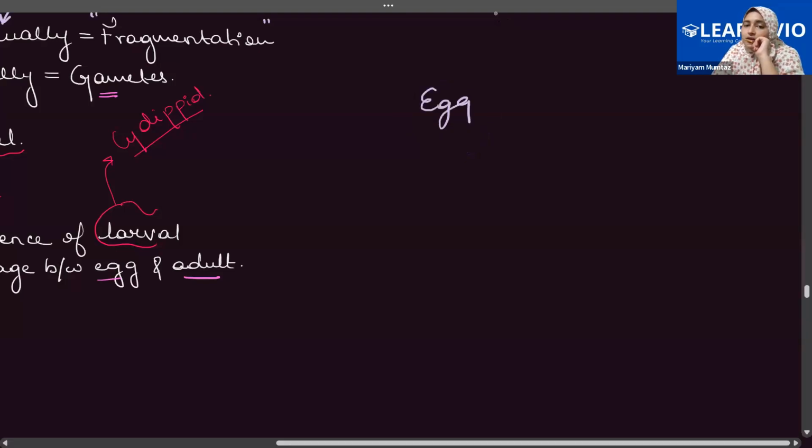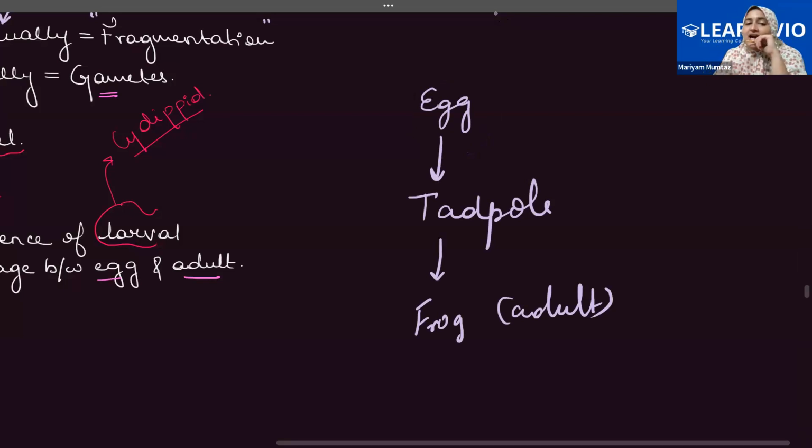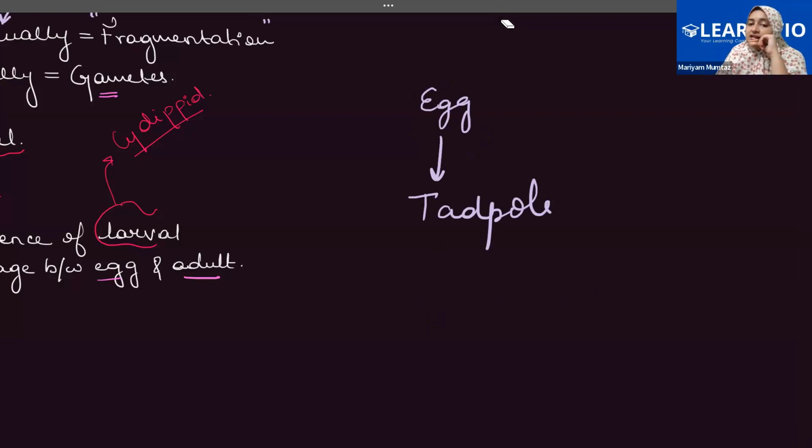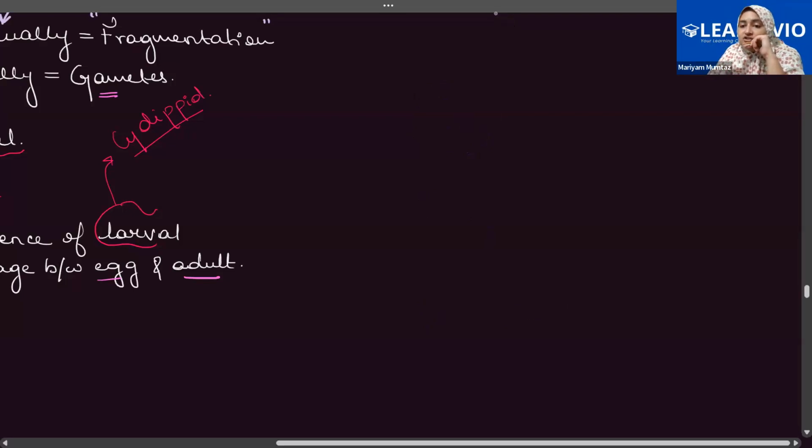Now, the egg turns into the tadpole, and then the tadpole turns into the frog. Now, this is the adult, right? So here, in order to form the adult from the egg stage, there is a particular middle stage. That is known as the larval stage. So whenever the organism develops into the adult while undergoing a larval stage, that development is indirect.